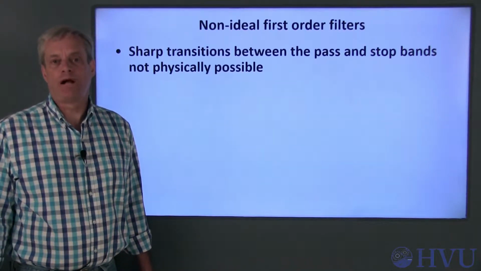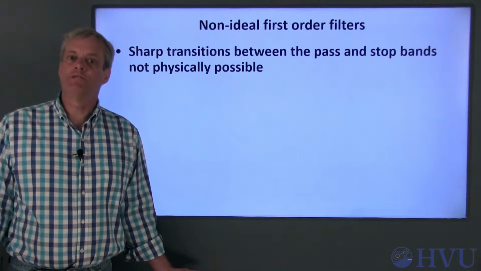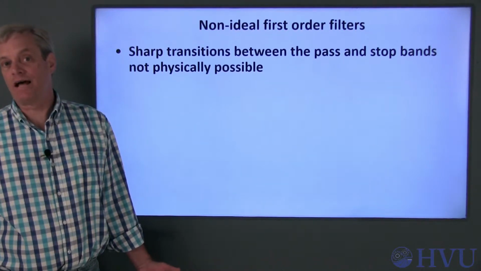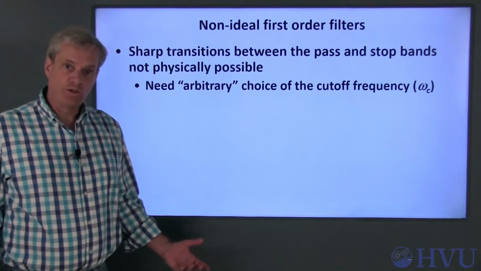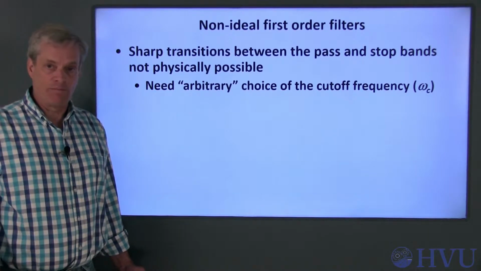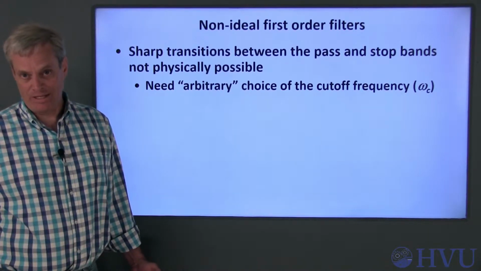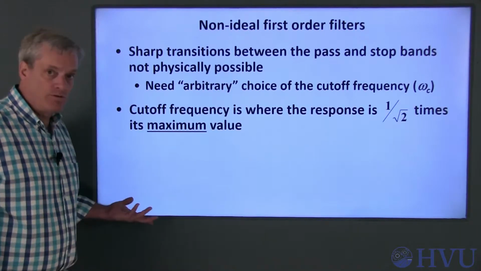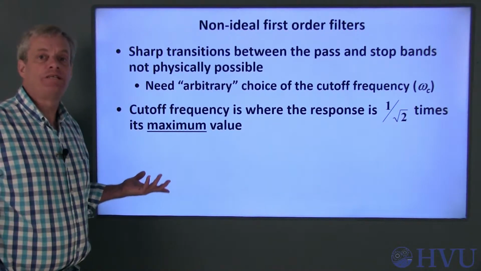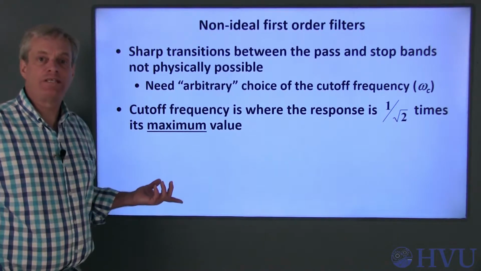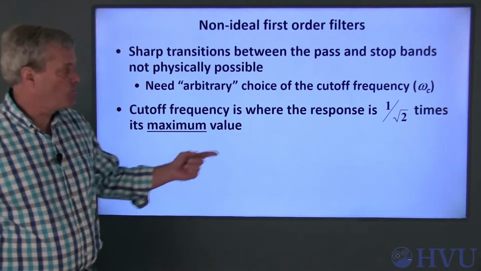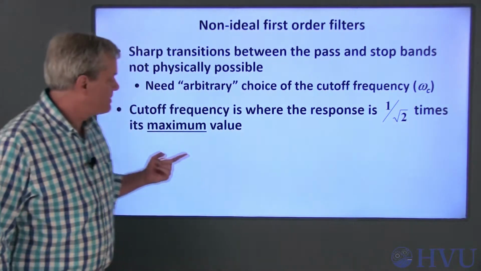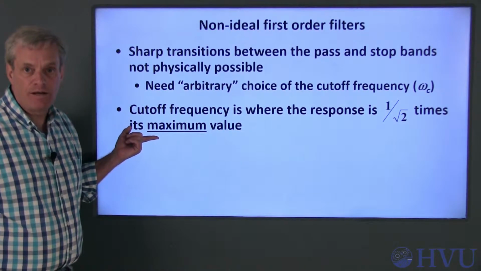This introduces another problem. How do we define the cutoff frequency if the difference between the pass and the stop bands isn't obvious? The solution is that we just have to make a rather arbitrary definition of where the cutoff frequency is and then standardize that choice. By general consensus, the cutoff frequency is defined as being the frequency at which the magnitude response is 1 over the square root of 2 times the maximum value of the magnitude response.